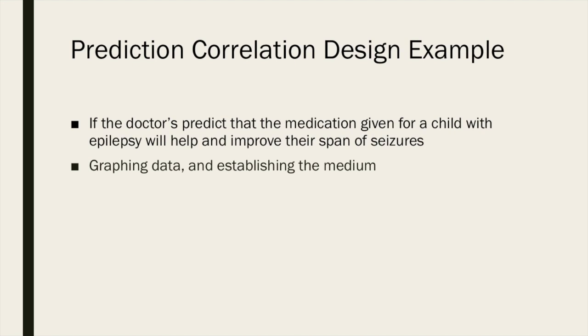An example of this would be if a doctor is predicting that the medication given for a child with epilepsy will help and improve their span of seizures. This could be done through graphing designs and establishing the medium.